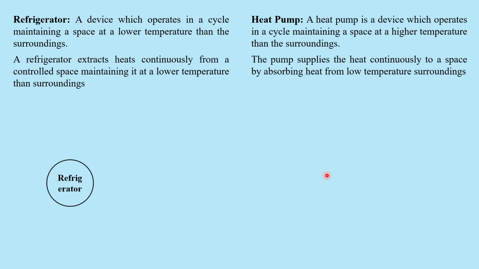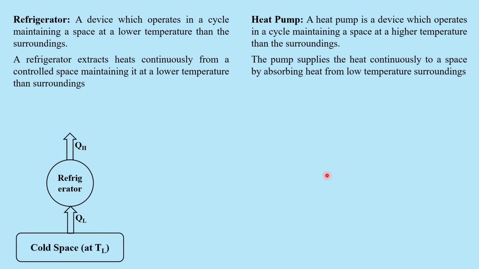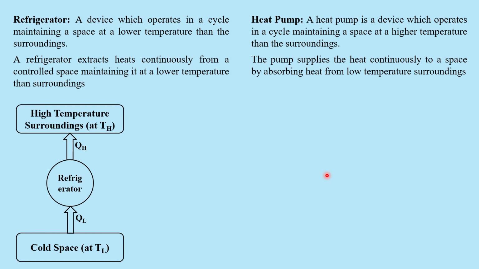So as per the schematic diagram, a refrigerator extracts heat from a cold space at TL and supplies it to a high temperature surrounding at TH. Now obviously TH is greater than TL. Extracting heat from a low temperature body and supplying it to a high temperature body is not possible naturally unless there is external work supplied to the system. So, in order to work, a refrigerator must be supplied with work input.